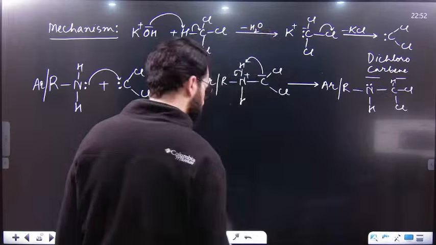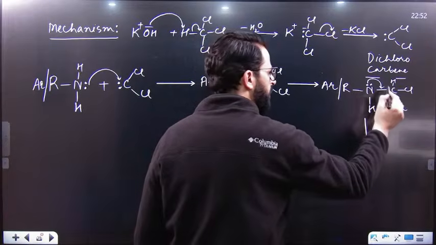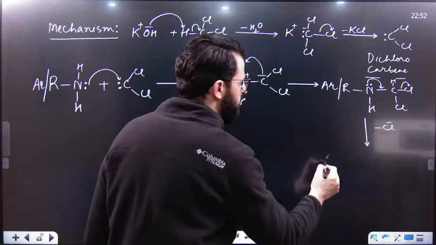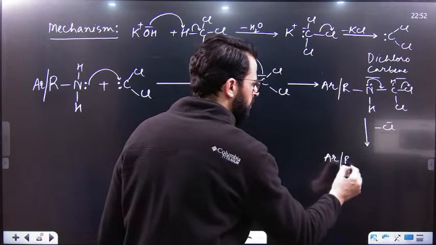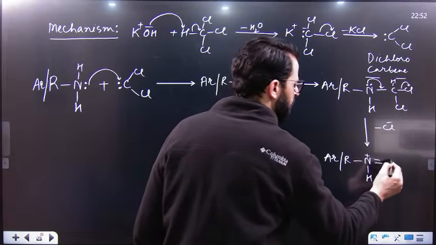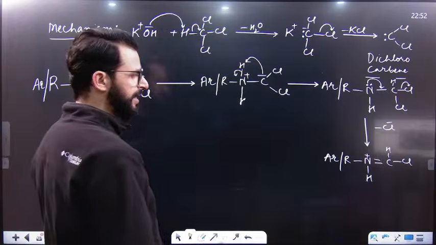Now after this, this lone pair will form a double bond, and Cl is a good leaving group, so Cl minus will be lost. And it will result in the formation of Ar, R, then NH with a positive charge, double bond CH, single bond Cl. Is this clear to each and every one?